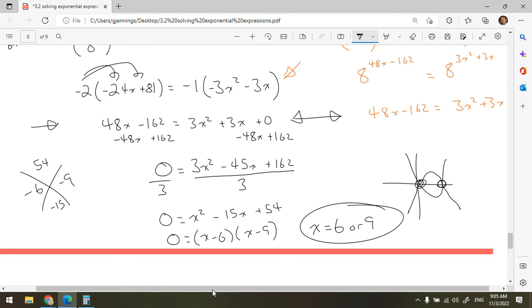People know why the signs flip, right? Because this must be 0 or this must be 0. To make x minus 6 zero, you make x 6, and 6 minus 6 is 0. Or if this one's 0, then x is 9, so 9 minus 9 is also 0.